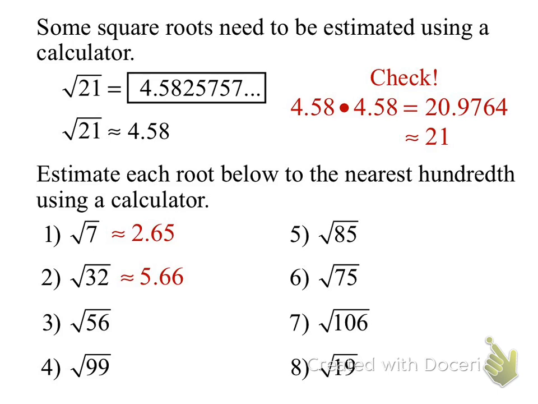Square root of 56. 56 falls between what? 49 and 64. So this is 7, this is 8. This is 7 jumps away. This is 7.48. So is it more or less than 7.5?